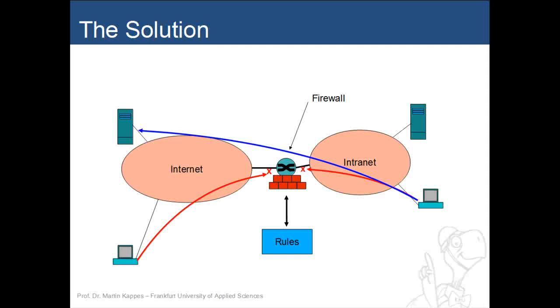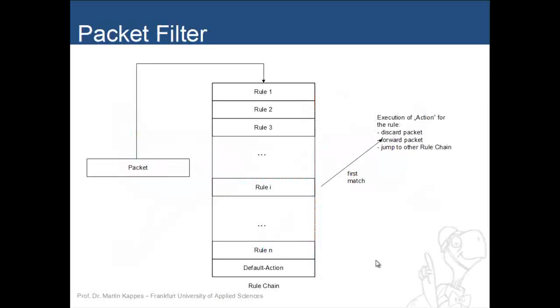How are packet filters structured? Well, packet filters consist of so-called rule chains. What is a rule chain? A rule chain consists of one or more rules and a so-called default action. So here you see a typical rule chain consisting of a number of rules as well as a default action.